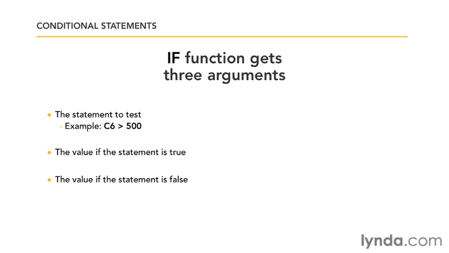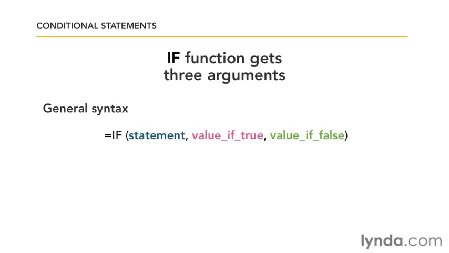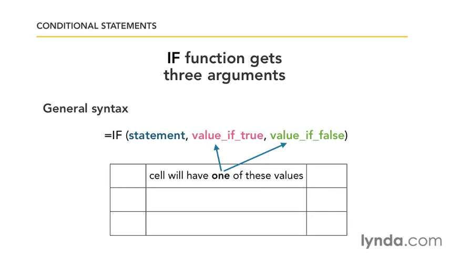and it'll output another value if that statement is false. So the general syntax of the IF function is equals IF, and then you make the statement, and then you have the value if true, and then you have the value if false. You notice that these 3 arguments are separated with commas. And that's really all there is to it. So let's take a look.